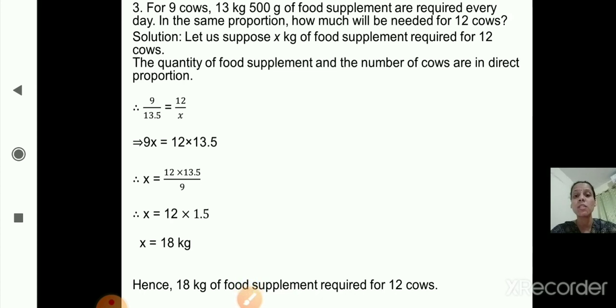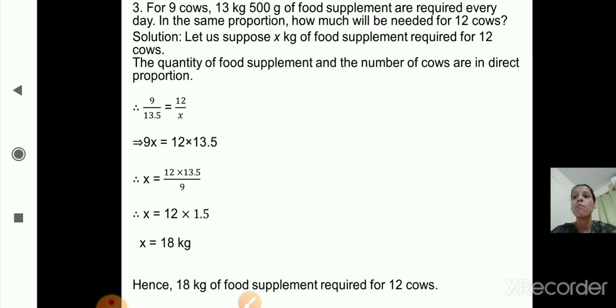Now this is question number 3. For 9 cows, 13 kg 500 gram of food supplement is required every day. In the same proportion, how much will be needed for 12 cows?